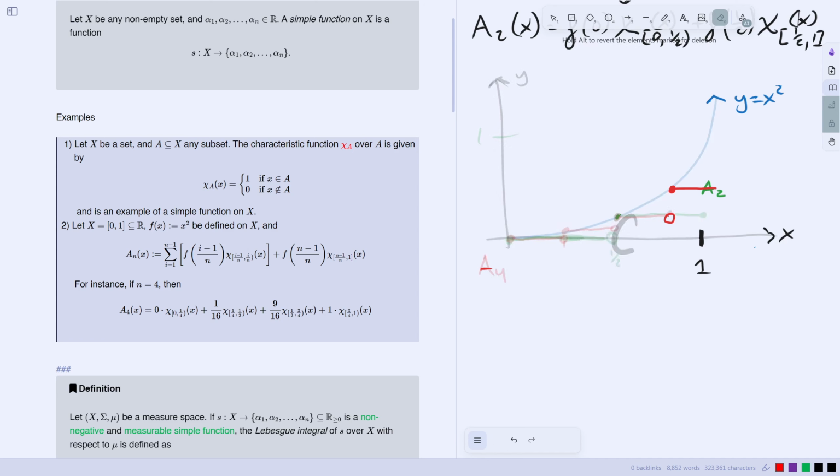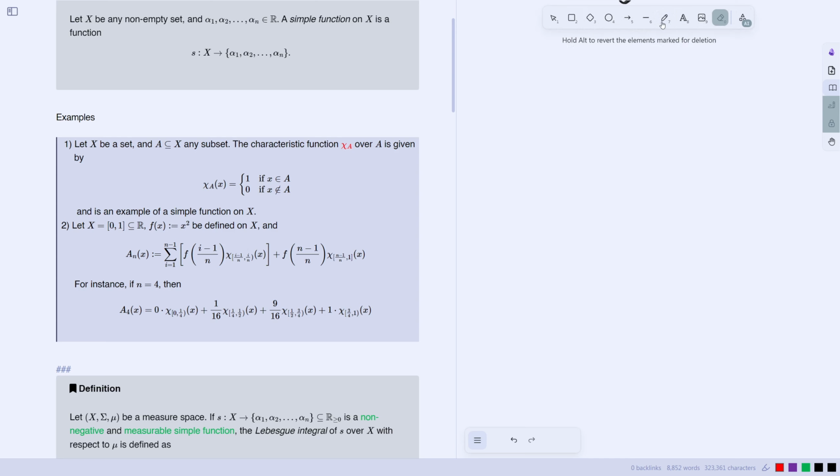So, with that, I want to talk about the integral over these very simple functions we've defined. I hope you found them simple.